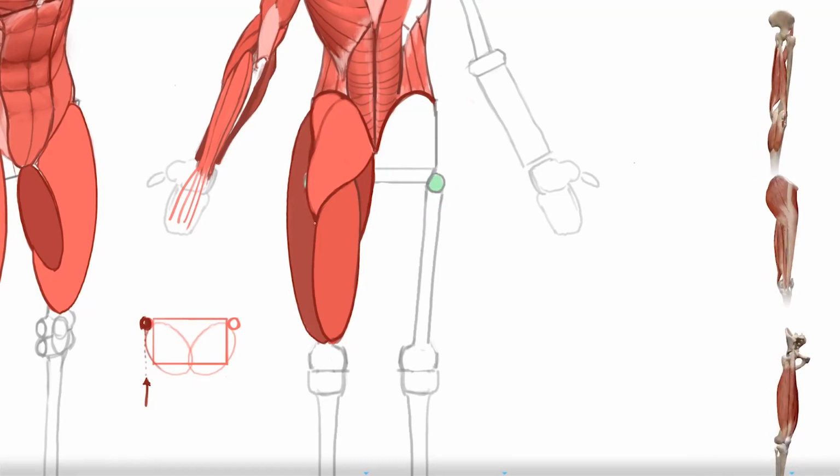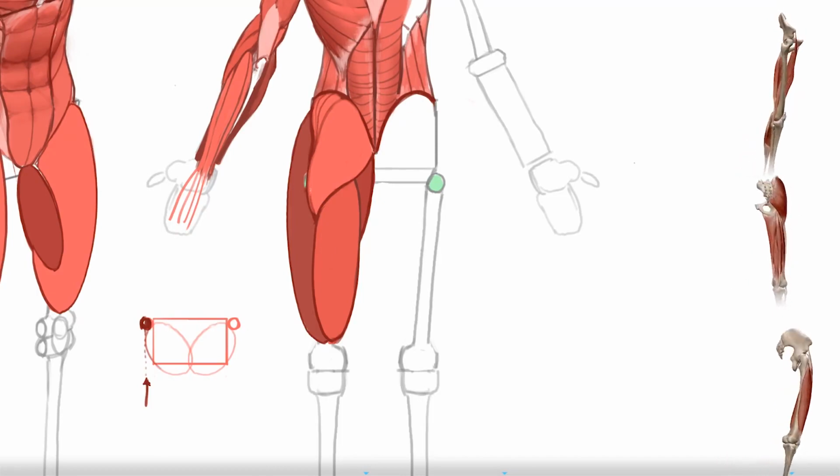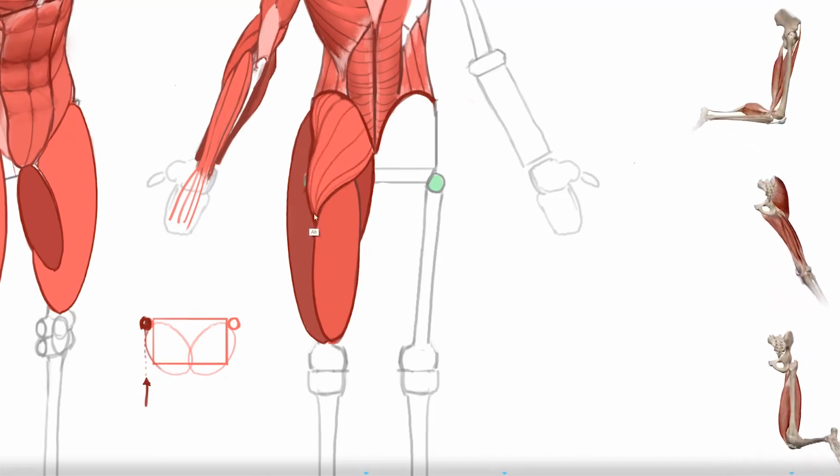So we know that it starts right here and that it attaches pretty much along that line here. So the origin for all the muscle fibers is going to be pretty much this point right here. And so what we can do is it starts like this, and then goes here, attached at the top. Same thing here, attaches there. Now we're pretty much done when it comes to the glutes.